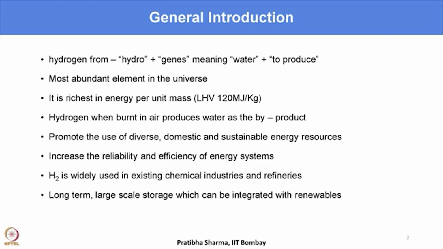So, a water producer. Hydrogen is the most abundant element in the universe. About 75% by mass of the universe is made up of hydrogen, and 90% by volume. However, in the Earth's atmosphere the quantity of hydrogen is very small. This is because of the very high diffusivity of hydrogen.